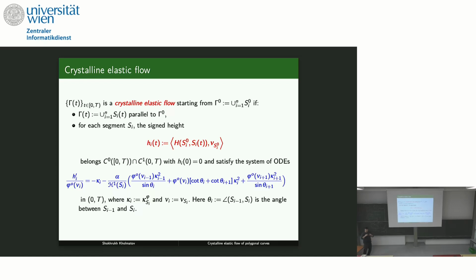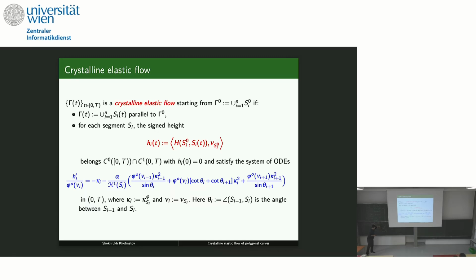So first of all, gamma t is crystalline elastic flow, starting from admissible polygon. First of all, they should evolve parallel to initial gamma 0, and for each segment, the signed distances, which I introduced earlier, satisfy this ODE, and they are sufficiently regular. And then you will immediately see infinity. So this is my evolution equation, evolution system, and this should hold in the case of half-lines for all segments, because I know that these guys do not move. I'm assuming this is sort of Dirichlet boundary condition.